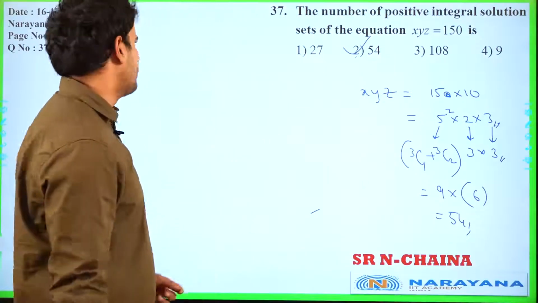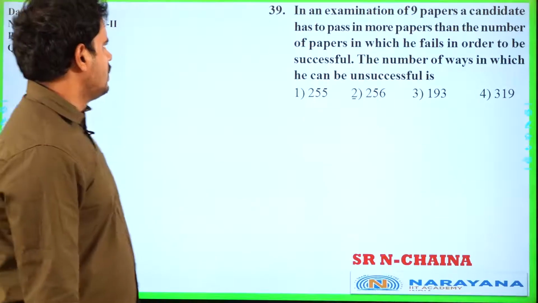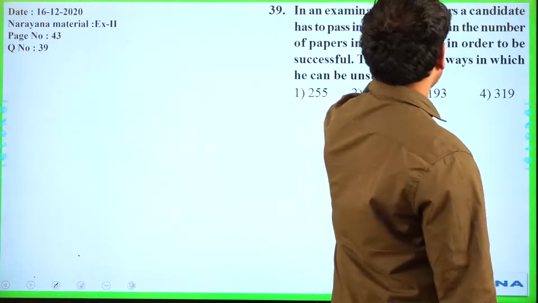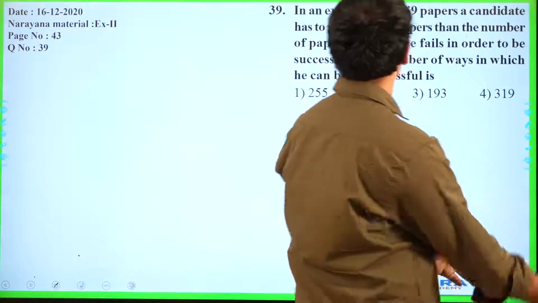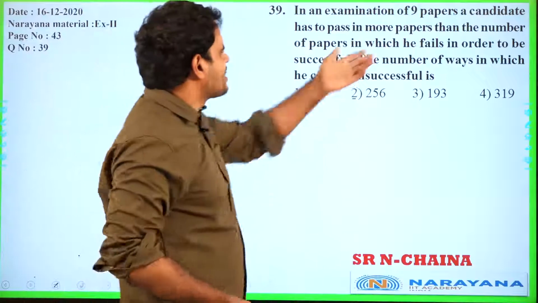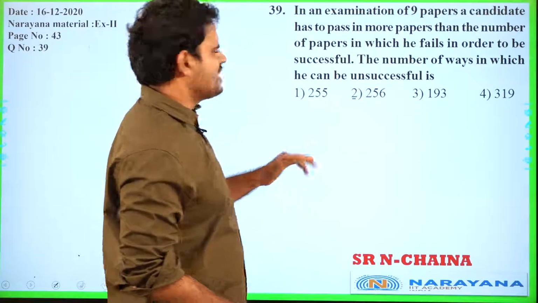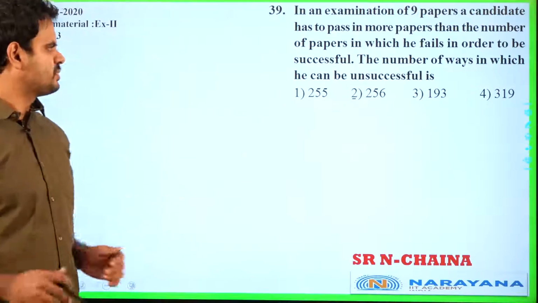I hope everyone got the point. Let me go for the next question. In an examination there are 9 papers. He has to pass more than the number in which he failed. So when he has 9 papers, in order to be successful... otherwise he is unsuccessful. Let us see.